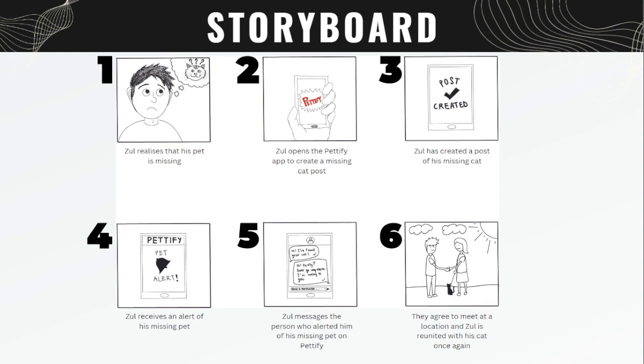Once the post is created, the user can wait until an alert notifies them of their missing pet. Next, the user is able to respond to the alert via chat with the person who alerted them. Finally, the two users can agree to meet at a location to complete the process.